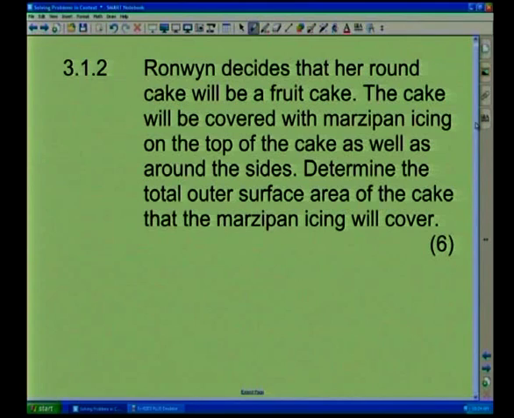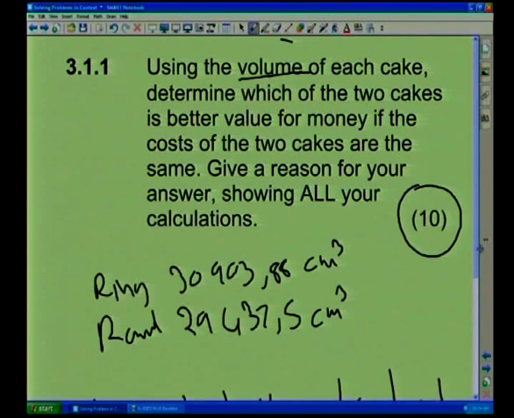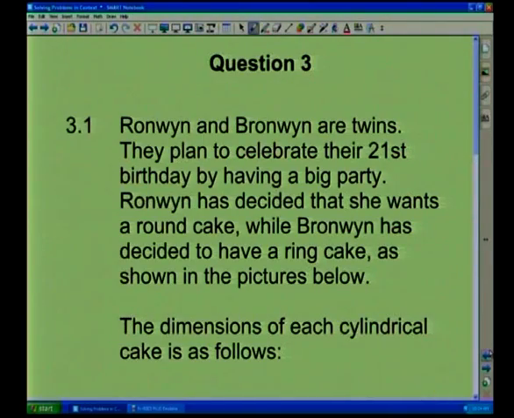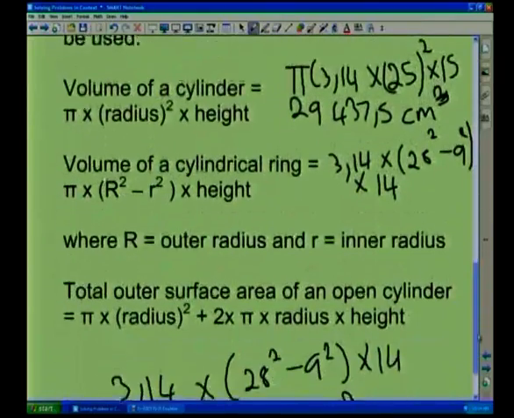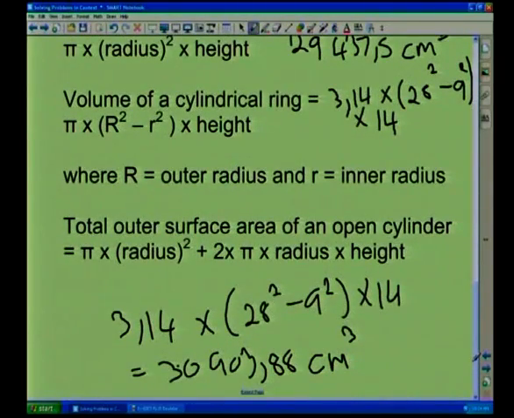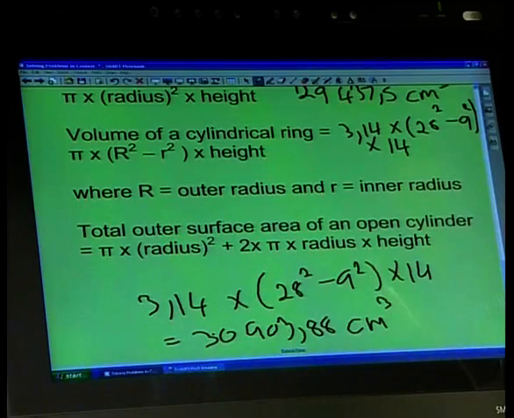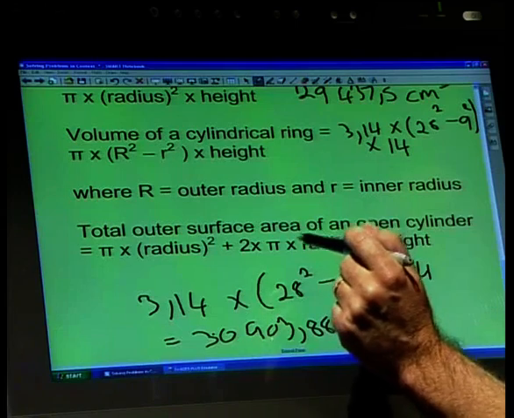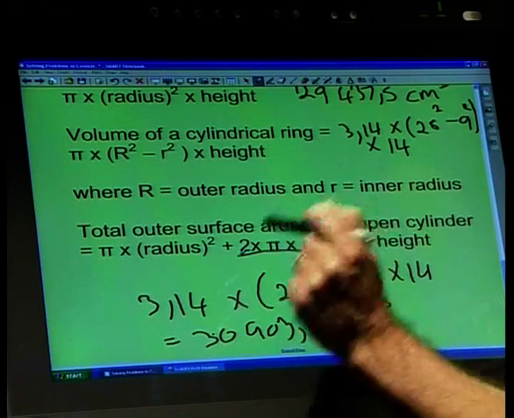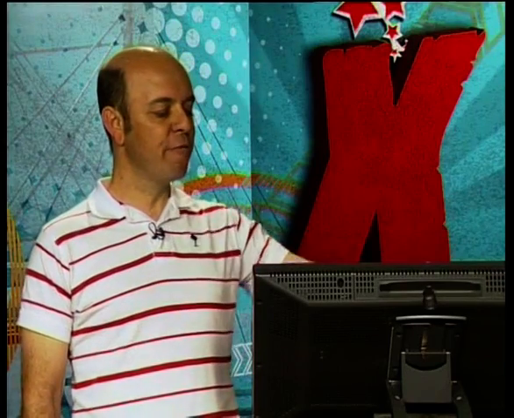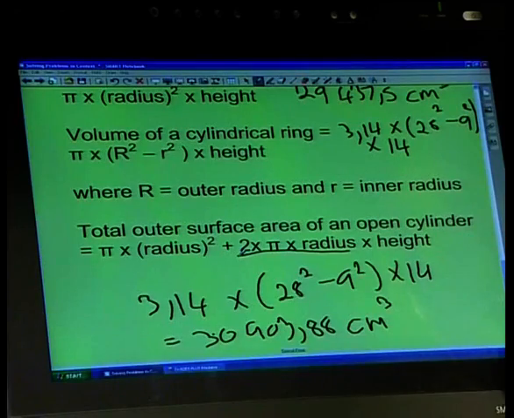Well, now we're working with surface area. And again, if we go back to the question, we'll see that they actually gave us some information regarding surface area. We were given this formula. The total outer surface area of an open cylinder is equal to pi times the radius squared. Well, where do they get that figure from? Well, that's the area of a circle, and the cylinder has a circle at the top and also at the bottom. So this is the total outer surface area for one circle, plus 2 times pi times radius. This figure is known as circumference. That's how far it is to go around the cake, times the height.